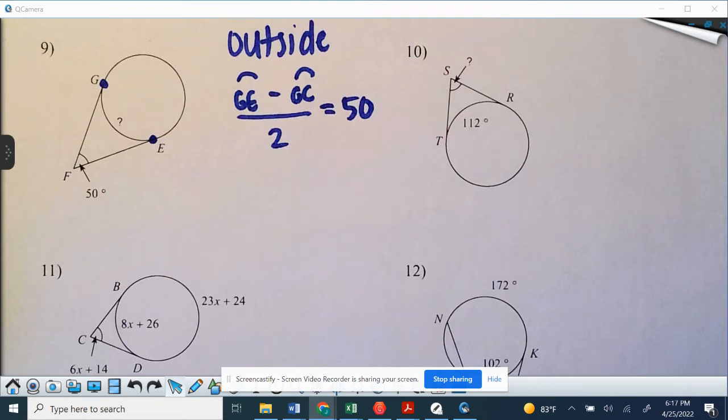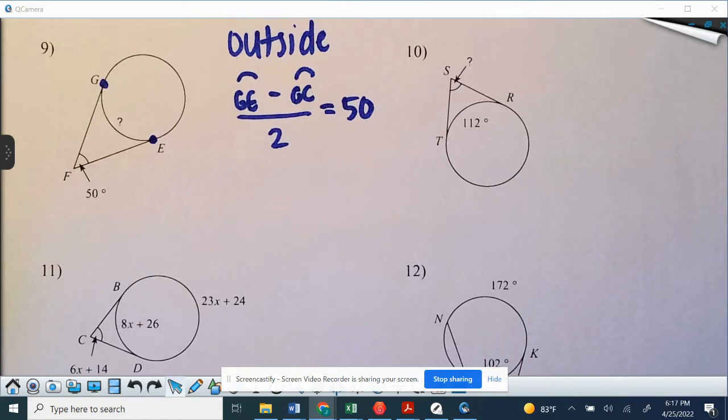When the angle was inside, we took our two intersected arcs, added them, and divided by 2. The opposite of inside is outside, so instead of adding, we're now going to subtract. We're going to skip number 9 and come back to it after number 10, because number 10 is a little more basic, so you understand where I'm getting my numbers from. Number 9 jumped a little off the cliff, but it's still a great question, and we will get to it.